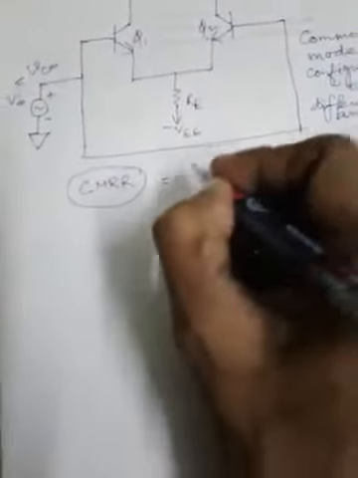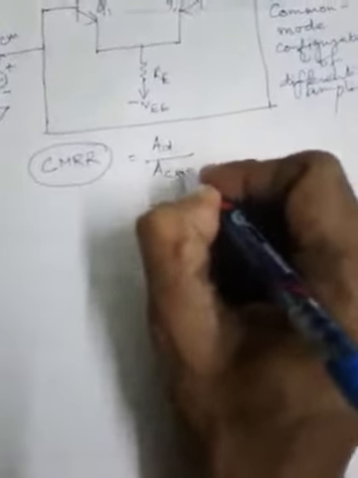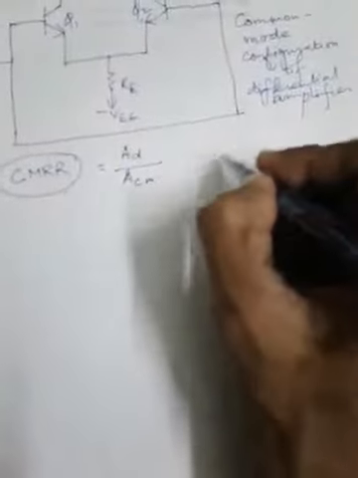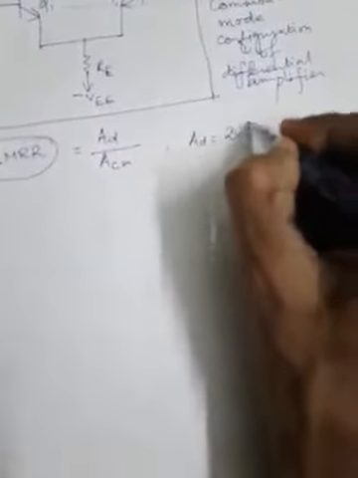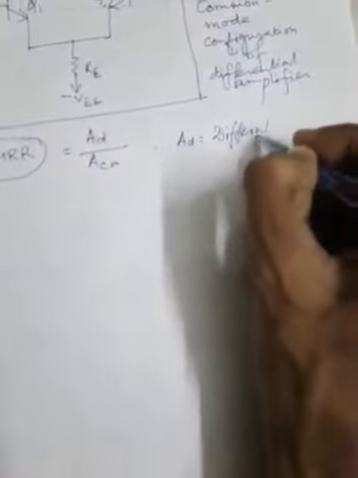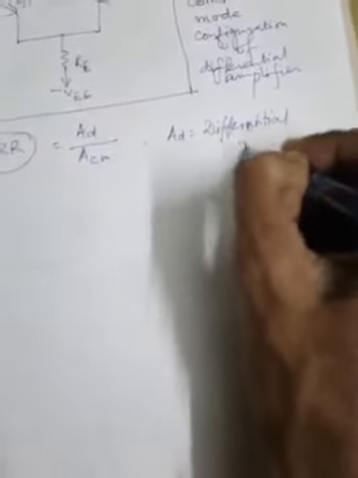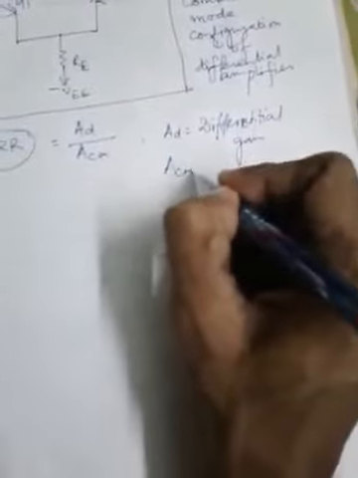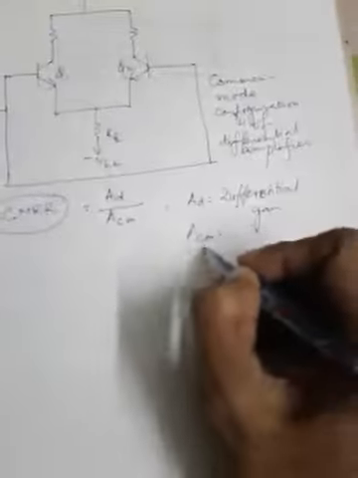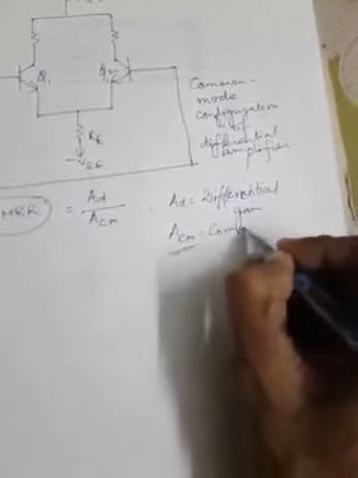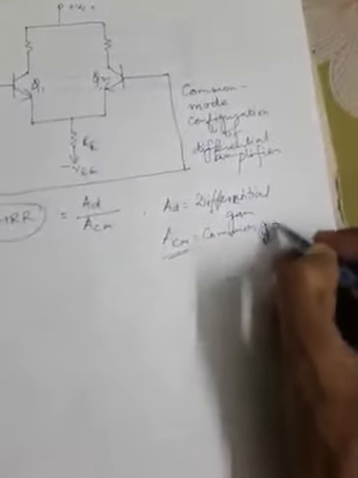So CMRR in equation form is given by AD by ACM, where AD, as we have already seen, is the differential voltage gain, and ACM is the common mode gain, that is the gain achieved by the differential amplifier in this way of operating. The ratio of these two, AD and ACM, is called CMRR, common mode rejection ratio.